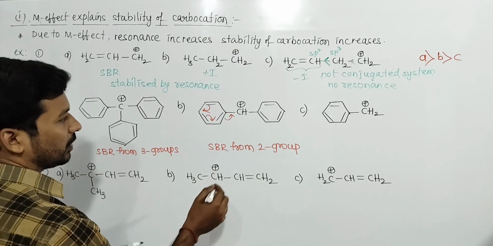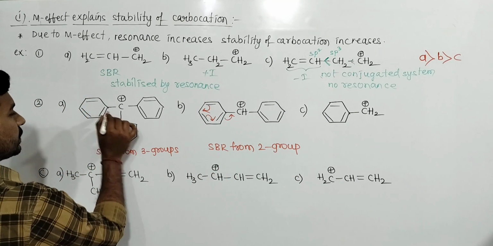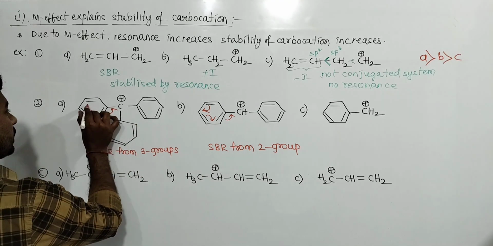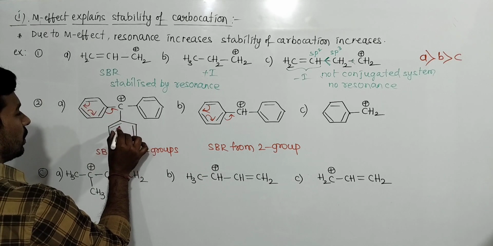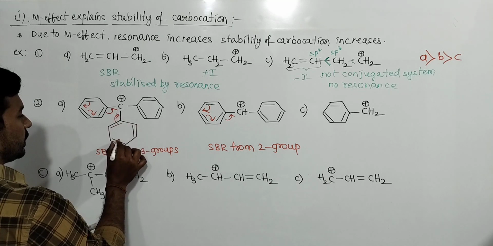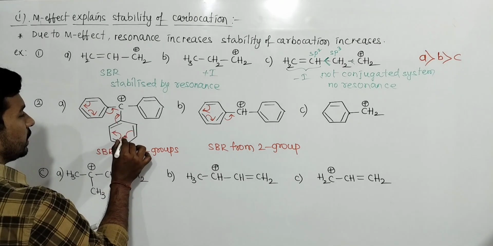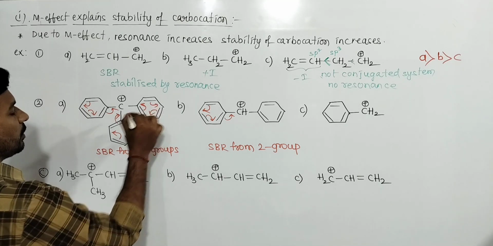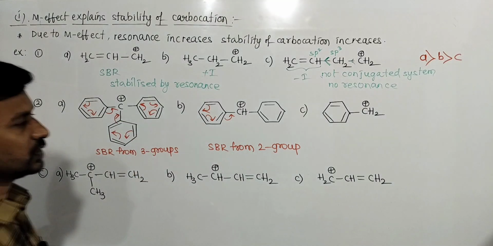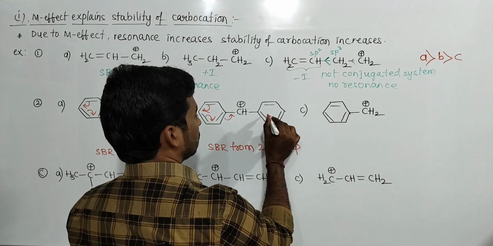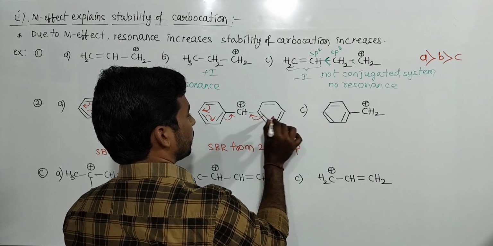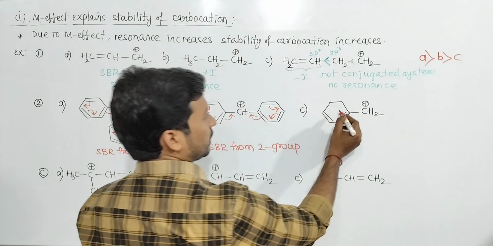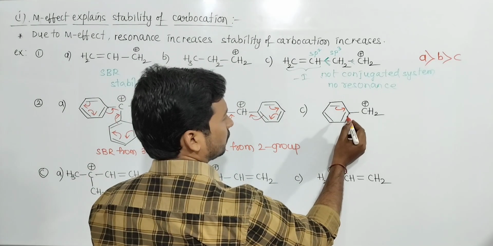Okay, shift of double bond. Here such groups are three. So the double bond shifts here, the double bond shifts here, the double bond shifts here, or otherwise this double bond shifts here. Such groups are three. Here this double bond comes here, this double bond comes here. That's the resonance.